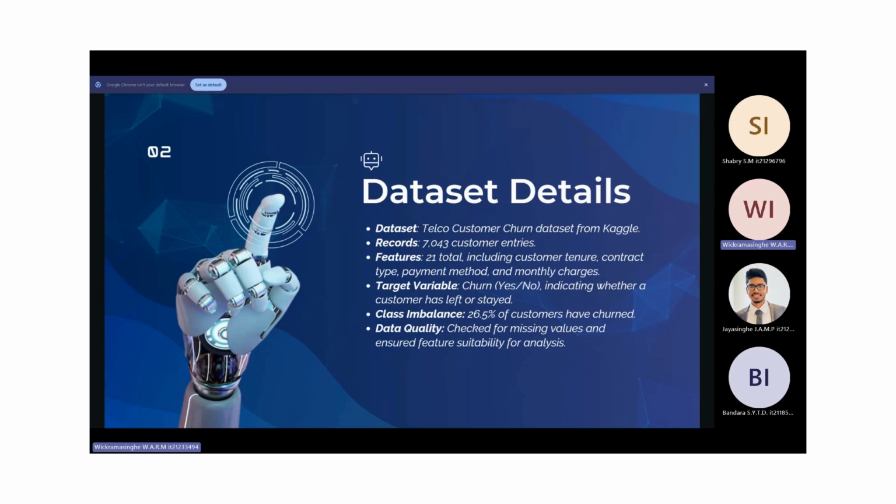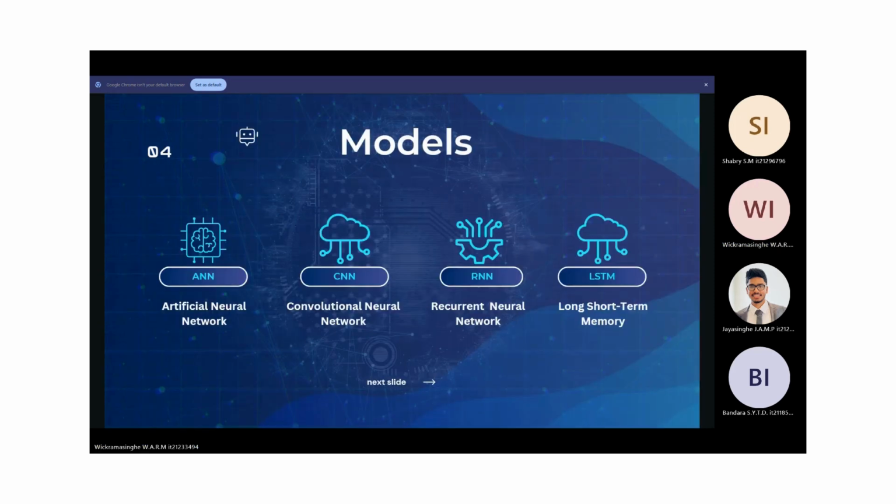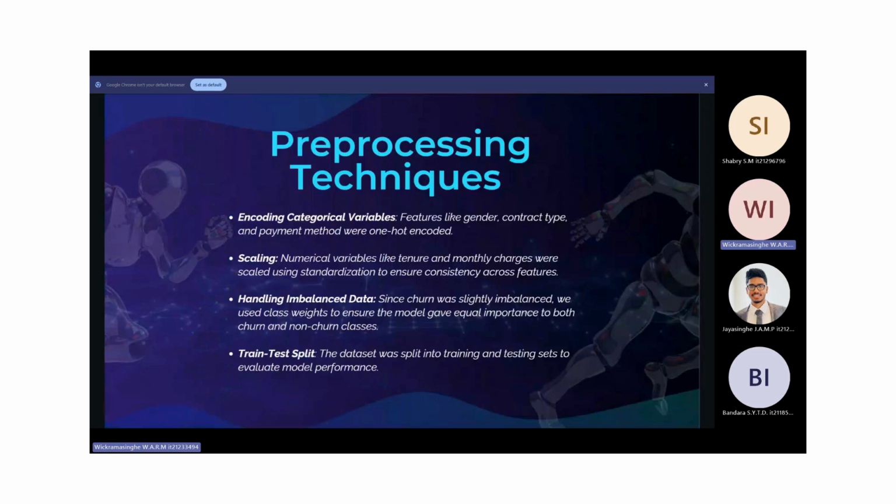We did the analysis using four main deep learning models: ANN, CNN, RNN, and LSTM. We used mainly four pre-processing techniques: encoding categorical variables, scaling, handling imbalanced data, and train-test split.